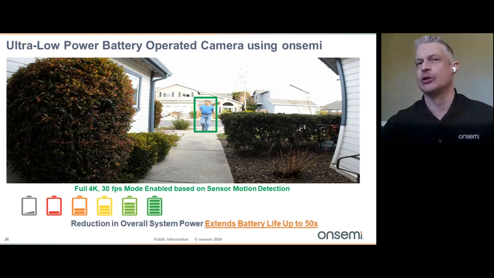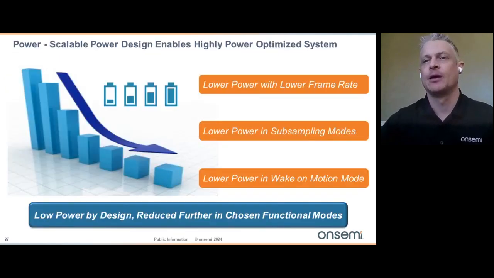In that sense, you're drawing a lot less power than you would traditionally if you had been relying upon the actual processor being on the entire time to detect motion. So you could really extend your battery life here. Or, in the case of other scenarios, just power for whatever that camera is.